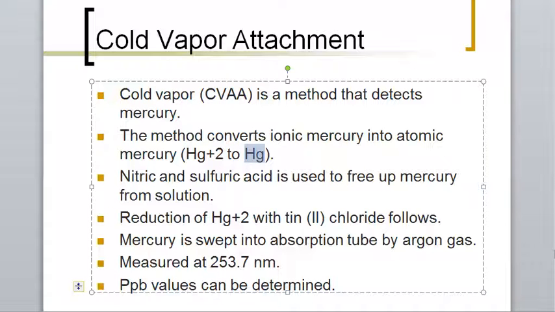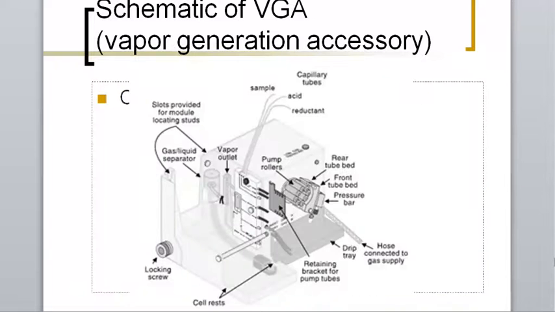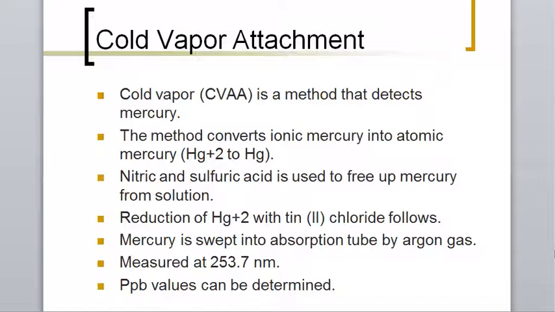So think about your bank account. You had $2 in the bank, and we're going to reduce that money to 0. We're going to cancel everything out. So if you look at the diagram of the cold vapor, that's why you see the word reductant here, because its job is to reduce the charge on the mercury.